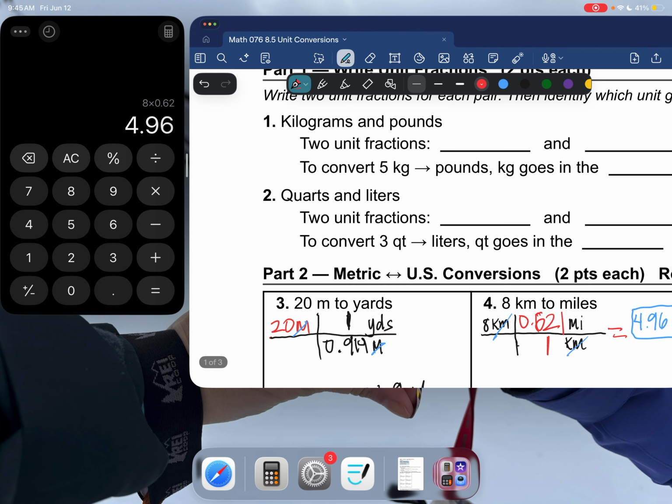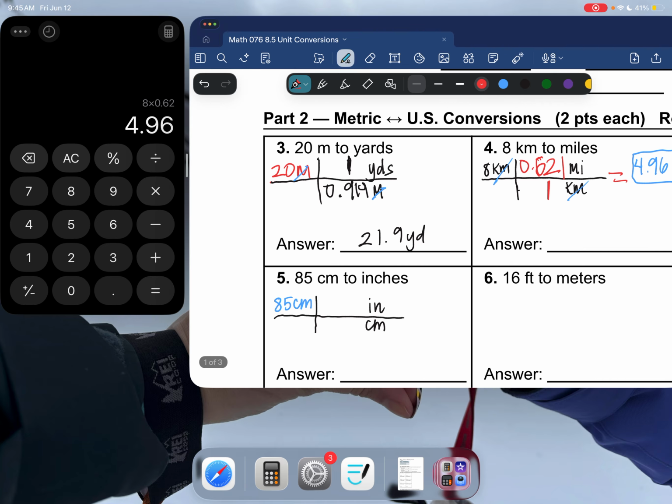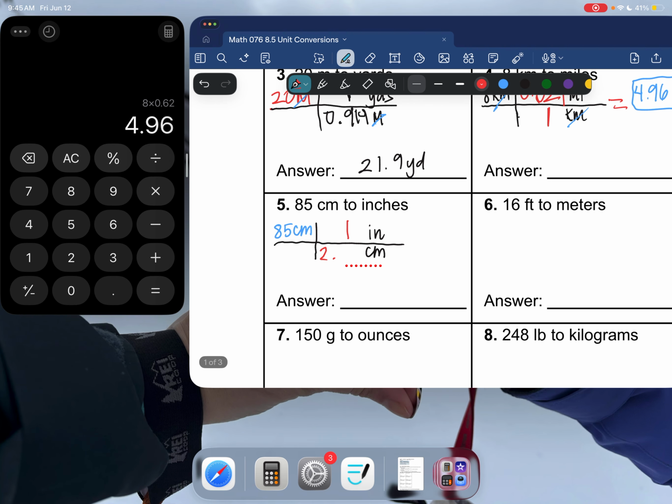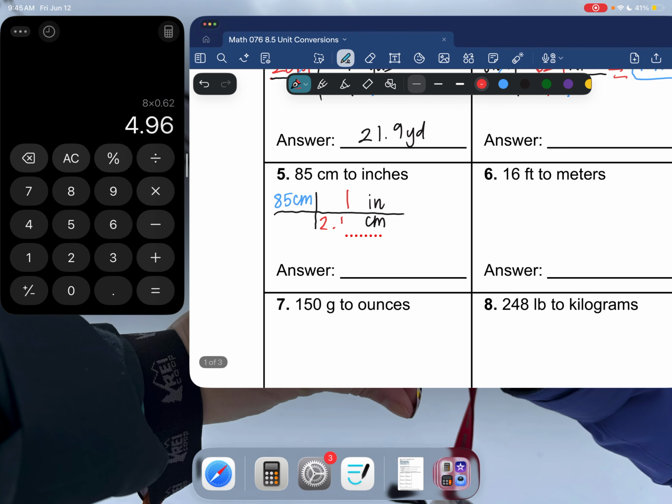So look here on my chart, and I go, okay, I am going to put in front of inches, I'm going to put 1, and in front of centimeters, I'm going to put 2 and I think it was 5.4, but I immediately forgot, so I got to go back and check. 5.4, that's right. 2.54 in front of centimeters. Okay, my centimeters cancel, and I'm going to be left with inches, which is what I want.